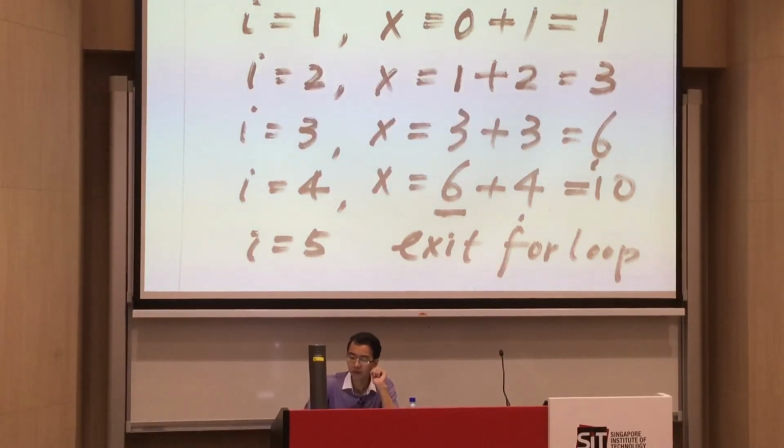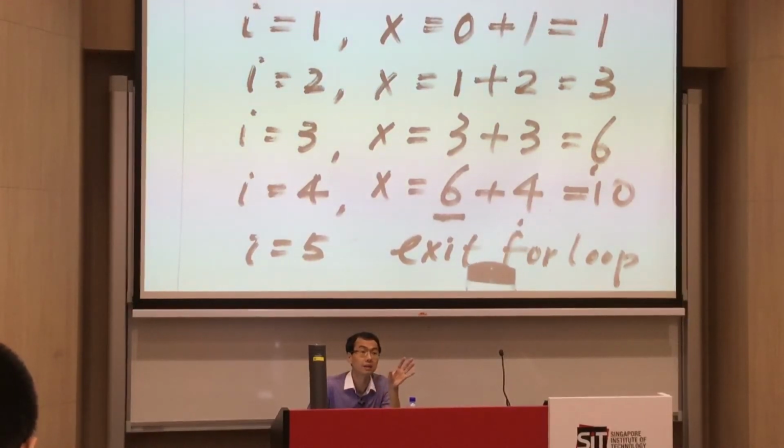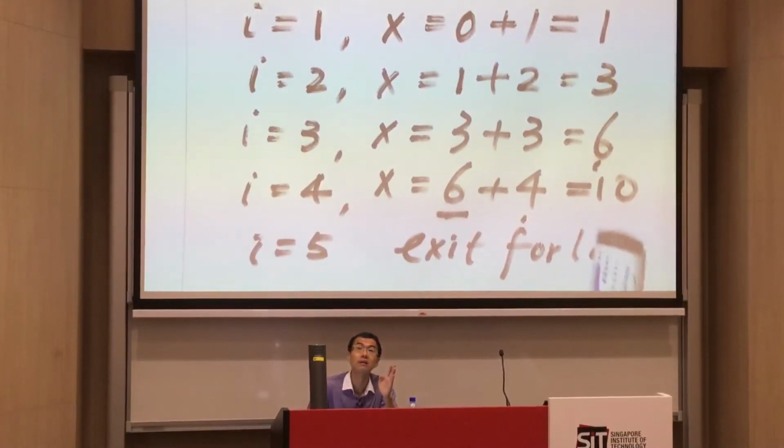Yeah. So you see what this for loop does basically is a summation. 1 plus 2 plus 3 plus 4, up to 4. 1 plus 2 plus 3 plus 4 equals 10.